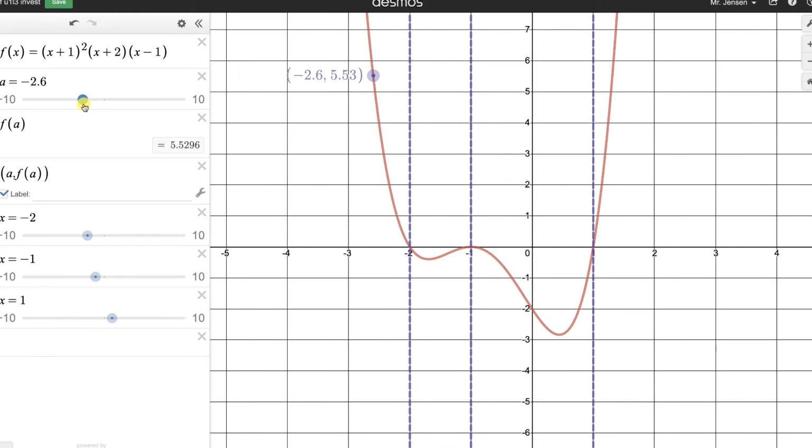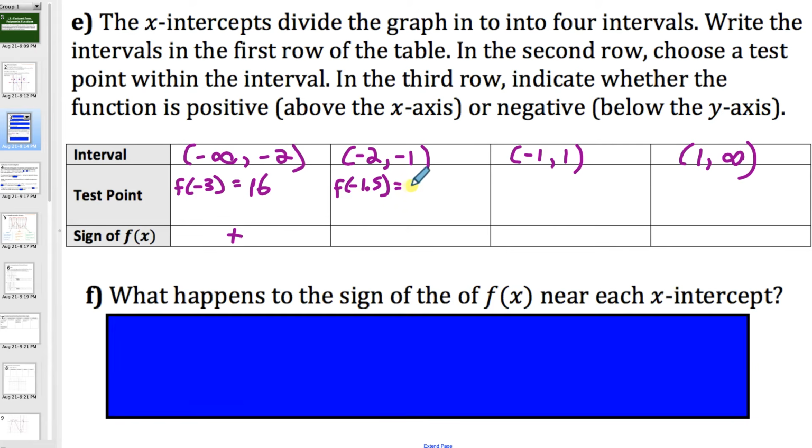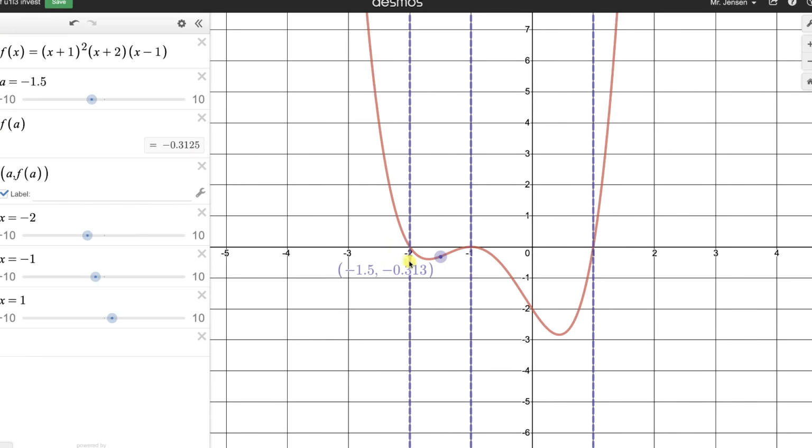How about between negative 2 and negative 1? We need a test value in that interval. So how about negative 1.5 can be our test value. And there's the y value, negative 0.3125. So the function is negative in that interval. And we can tell that from the graph because in that interval, the function is clearly below the x-axis.